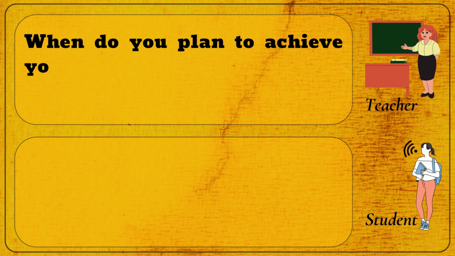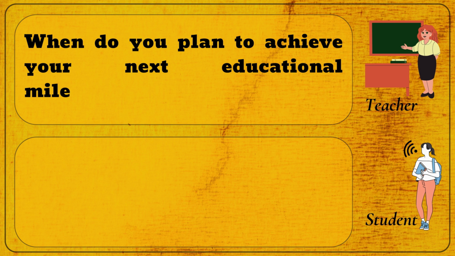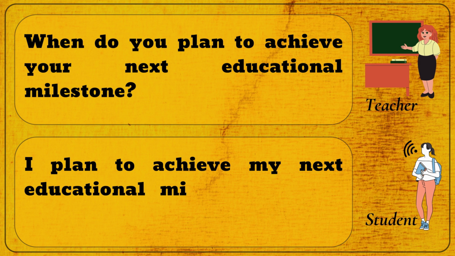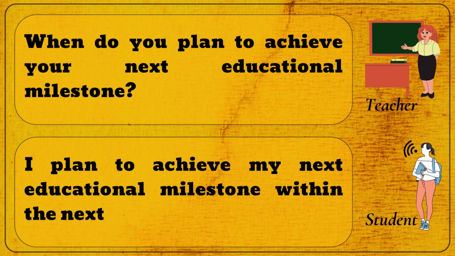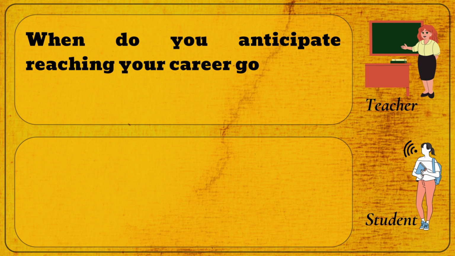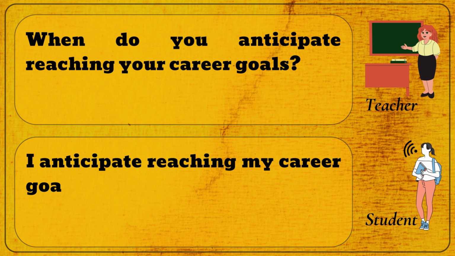When do you plan to achieve your next educational milestone? I plan to achieve my next educational milestone within the next 2 years. When do you anticipate reaching your career goals? I anticipate reaching my career goals in the next 5 to 7 years.